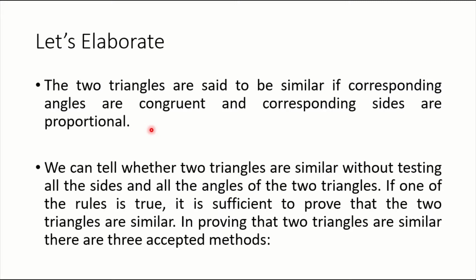That to determine if the two triangles are similar, they must have corresponding angles that are congruent and corresponding sides that are proportional para malaman natin kung similar ba sila or hindi. So we can tell whether two triangles are similar without testing all the sides and all the angles of the two triangles. If one of the rules is true, it is sufficient to prove that the two triangles are similar. In proving that two triangles are similar, there are three accepted methods.